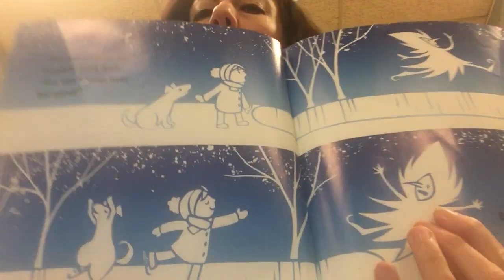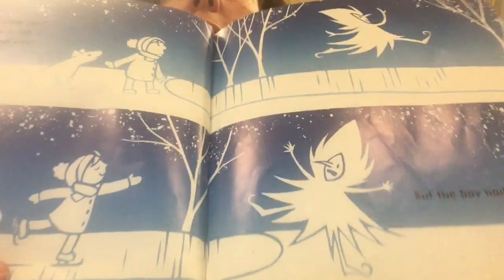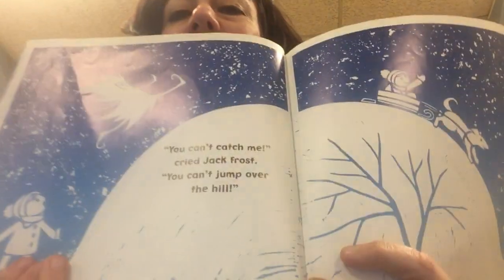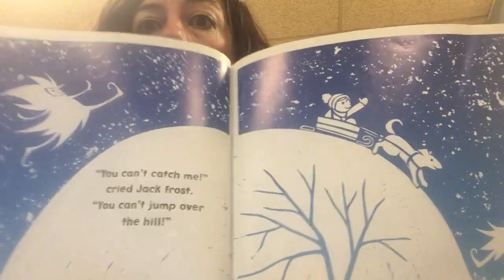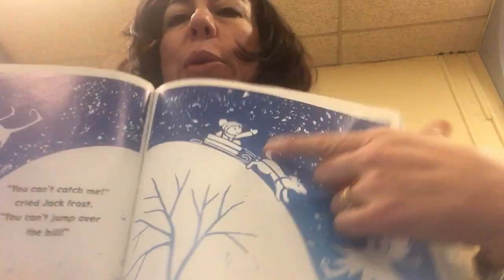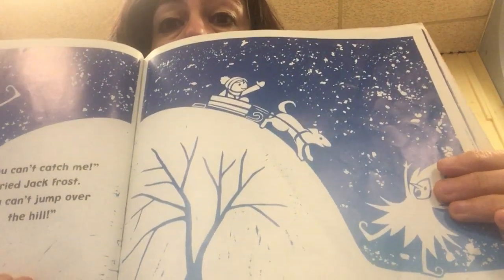Now, the little boy knew he couldn't jump over the pond, but he was really clever and he knew what he was good at. So he put on some ice skates and he skated after Jack Frost. Can you see the ice skates on his and the dog's feet? Do you think dogs really ice skate? You can't catch me, said Jack Frost. And he jumped over the hill. Wow! Now, the little boy knew he couldn't do the hill, but he knew what he was good at. So he got onto the sledge with his friend the dog, and they went over the hill on a sledge.